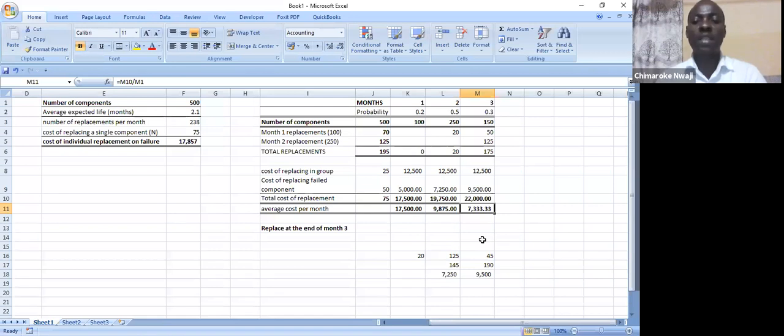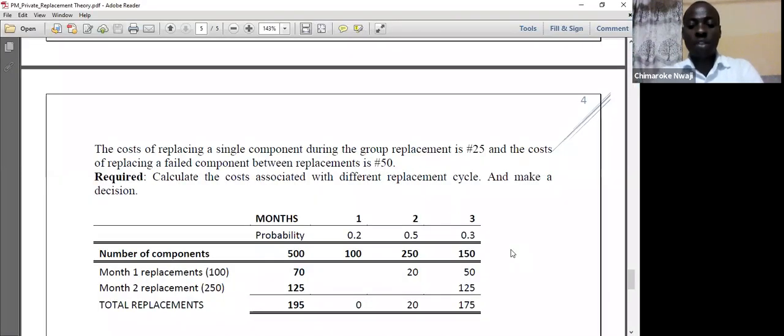So which of these replacement cycles would you want to do? Will you want to replace after every month, or after every 2 months, or at the end of 3 months? You replace at the end of 3 months because that will give you the least cost. So this is what we are to do in replacement theory. That is our lecture for replacement theory.